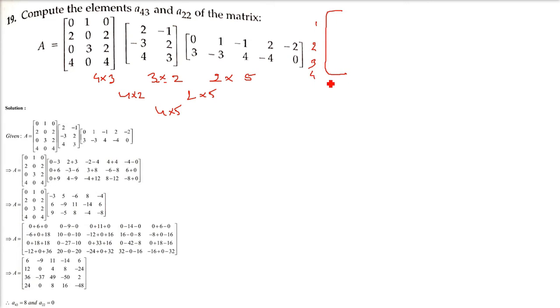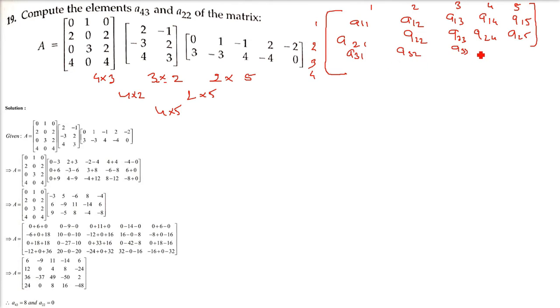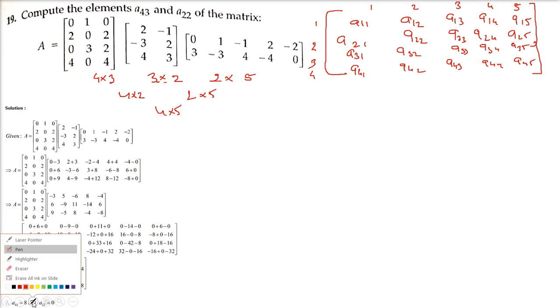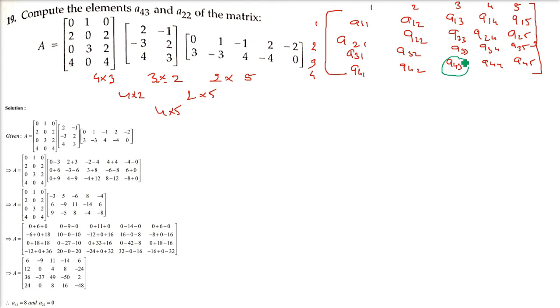So you will get A43 also, A22 also. Let me just make that final matrix for you. A11, A12, A13, A14, A15, here A21, A22, A23, A24, A25, A31, A32, A33, A34, A35, A41, A42, A43, A44, A45. Now what you have to find out? Let me just mark it. There are two elements we have to compute after computation: A43 and A22. These are the two marks which we have to find out.